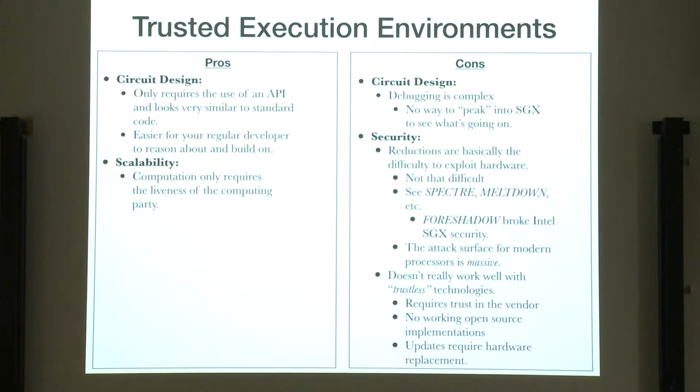Security reduces to the difficulty to exploit the hardware, which if you've been paying attention to the hardware security scene, specifically Intel and AMD for that matter, this is a really bad way to base your entire decentralized network and protocol and things on top of, because it's not that difficult to exploit hardware, especially since the threat model is preventing limited local access, which these things don't really do a good job of doing. Look at side channel vulnerabilities like Spectre and Meltdown, which led to Foreshadow, which broke the Intel SGX security, which leaked what we call the attestation keys.